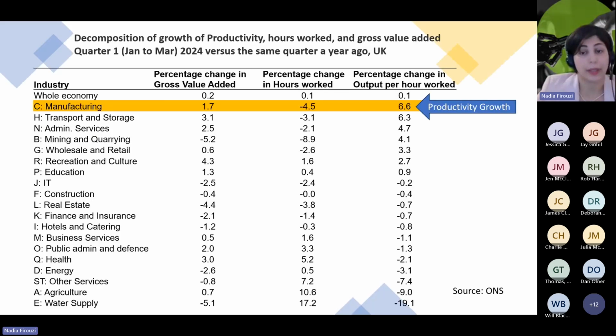In this table, we break down the productivity growth, hours worked, and gross value added changes across UK industries for the first quarter of 2024. As you see, manufacturing experienced the highest output per hour increase, 6.6%, because of, first of all, a drop in hours worked. So it means that workers worked less. However, on the other side, the output increased. So in total, the change in productivity was positive, and this is good news. This is for the manufacturing industry for the whole UK.